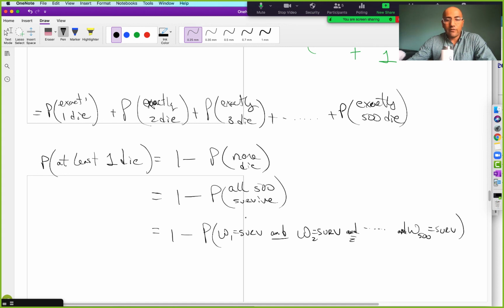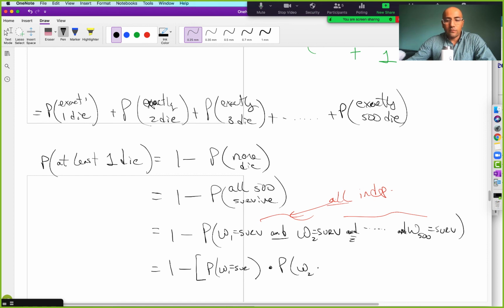That's all 500 survive. Well, that's going to be 1 minus the multiplication of each of these individually, right? Since they're all independent. All independent. They were all randomly selected. Right? All 500 are independently selected women. So I get to find the probabilities of each one of these surviving and multiply them together.